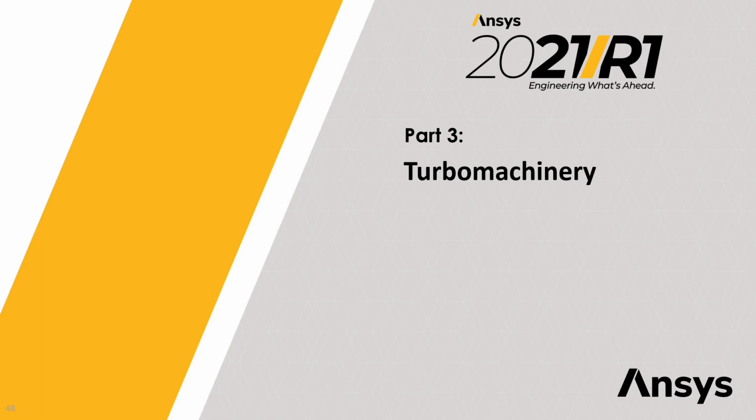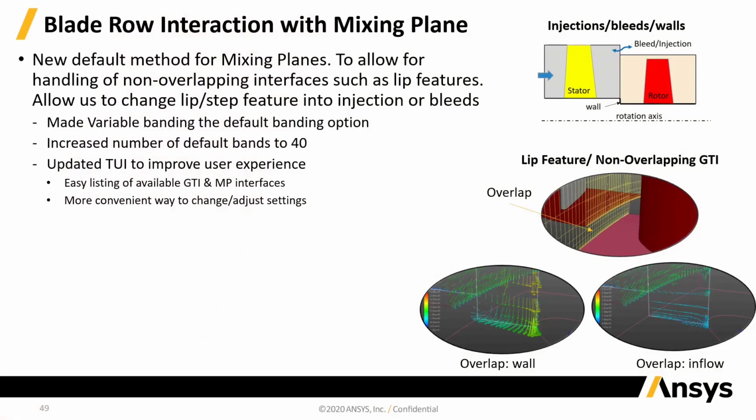So over past releases, we've seen improvements to the essentially frozen rotor, where you have a rotating zone and a fixed orientation between a rotating and a stationary component. There's been work to bring in improved mixing plane. So that has been happening over the last few releases. And now there's more improvements to that.